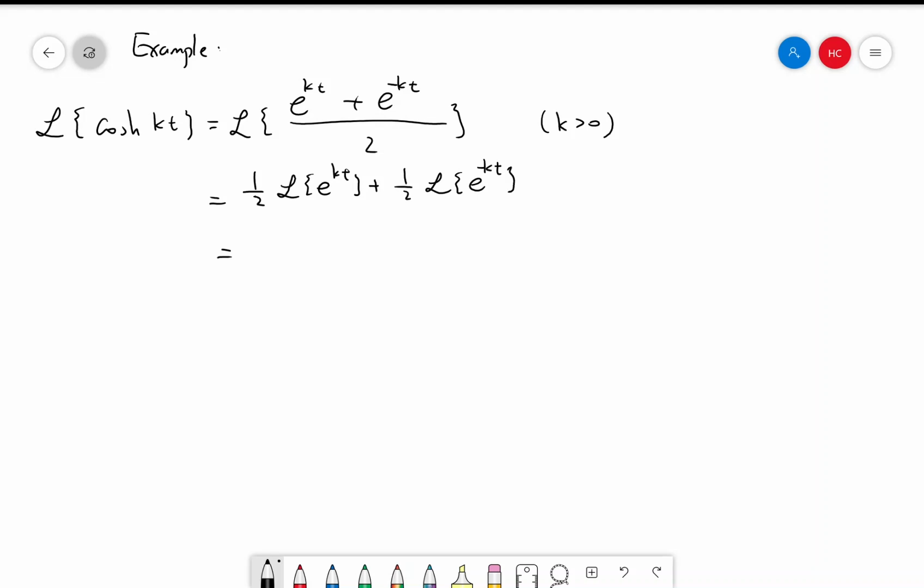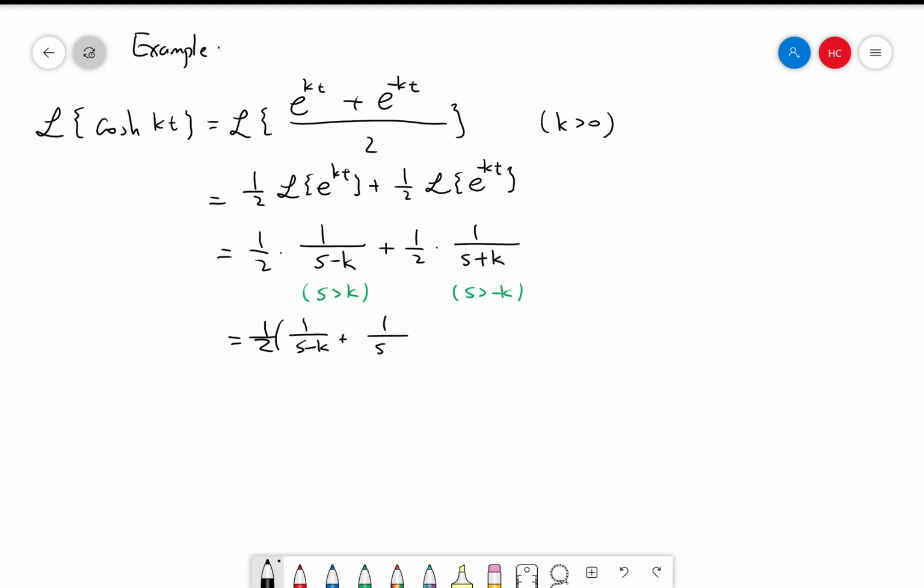And we calculated both of these on the previous page. So the first one is equal to 1 over s minus k. This converges for s greater than k. The second one is equal to 1 over s plus k. This converges for s greater than negative k. So if we combine the two fractions, let's take the smaller of these two domains.